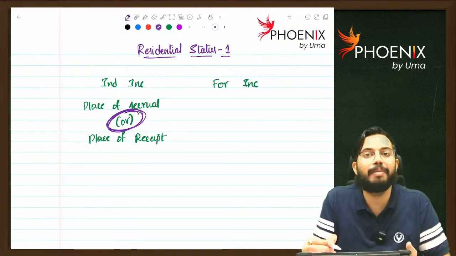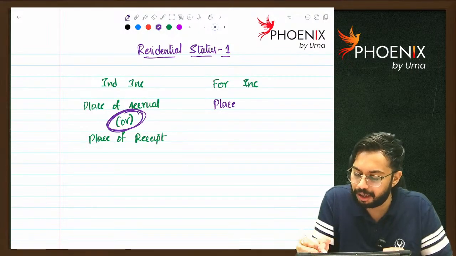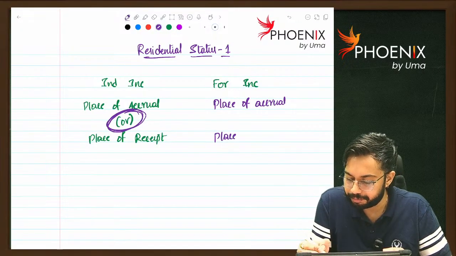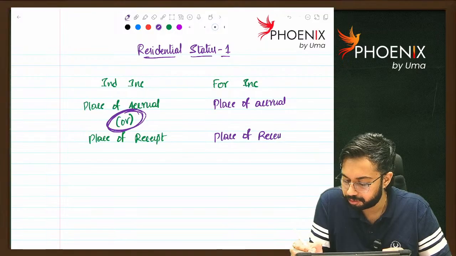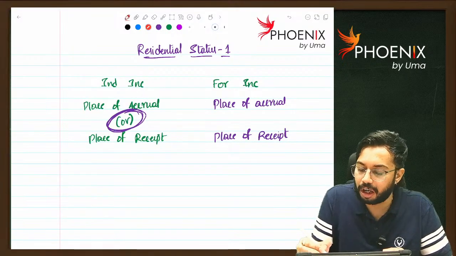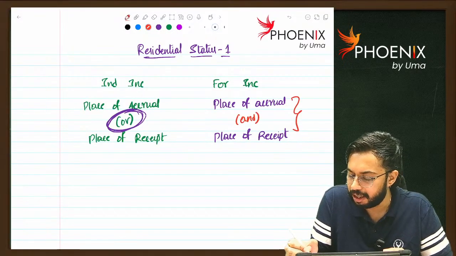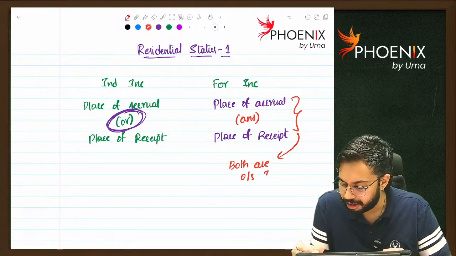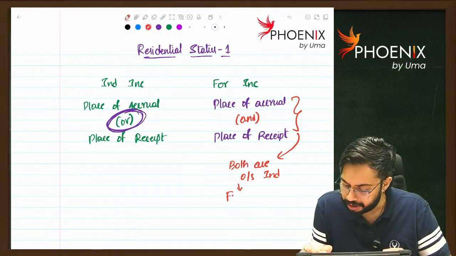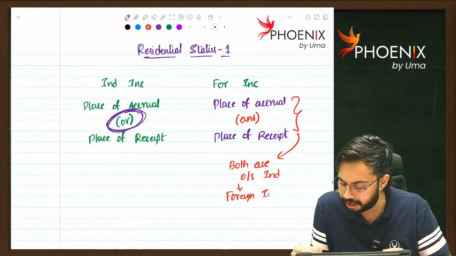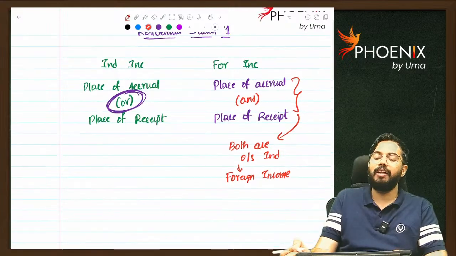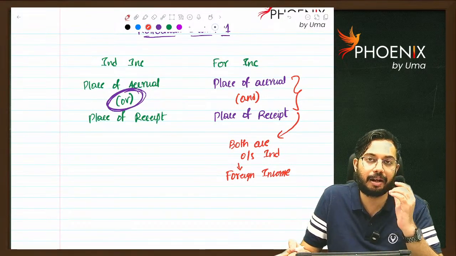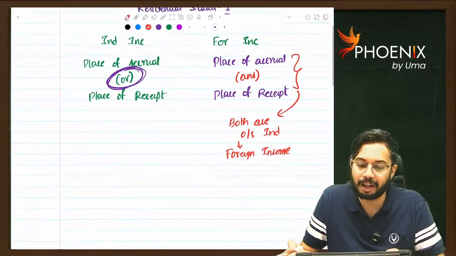So very important, the conjunction is or. When do we call an income as foreign income? Place of accrual, place of receipt. If both, what is the conjunction? The conjunction is and. If both are outside India, then we call that income as foreign income. Are you able to understand? So any one of them is in India, Indian income. Both are outside India, foreign income. Are you able to understand?